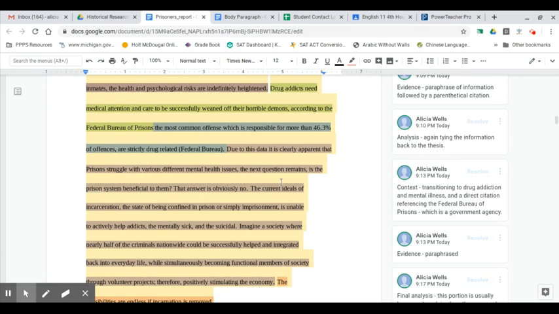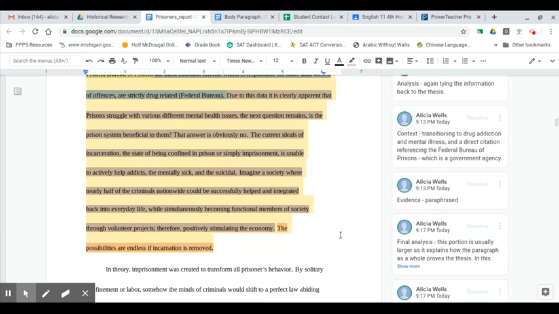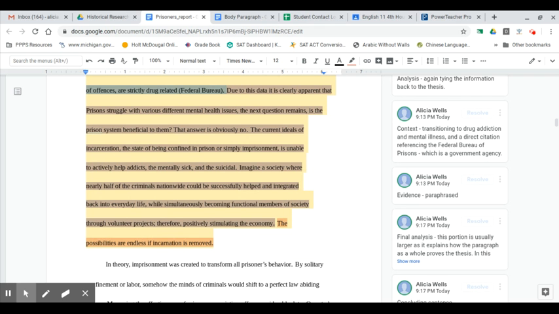Notice now we have this much longer piece of analysis. What this is going to do is, yes, analyze that last piece of evidence, but actually give a final analysis to the whole paragraph. And let me read it, and we'll talk about how it connects to the thesis as a whole as well. Due to this data, it is clearly apparent that prisons struggle with various different mental health issues. The next question remains, is the prison system beneficial to them?